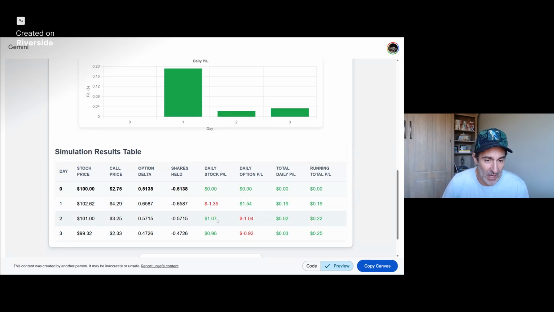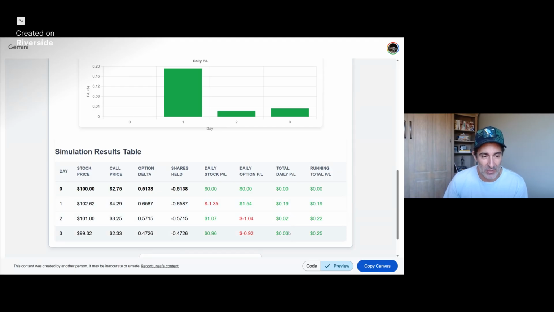So your daily P&L: you lost 92 cents on your option, but you made 96 cents on your short shares because you were short 57 shares. The stock dropped $1.68, so you made 96 cents. But now your option delta is only 47. So now you need to buy back more shares, right? Being short 57 shares against a 47 delta call is being short too many shares. You're net short. So we have to buy 10 shares to rebalance once again. So we'll be delta neutral again. And we actually made money on that day as well.